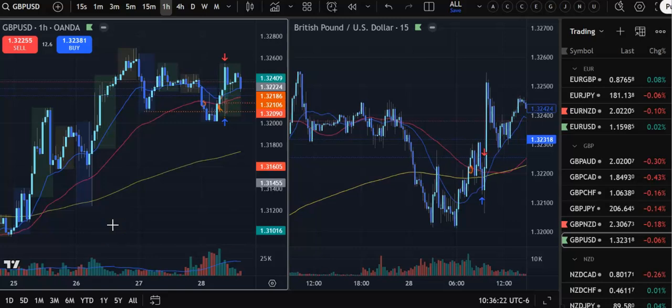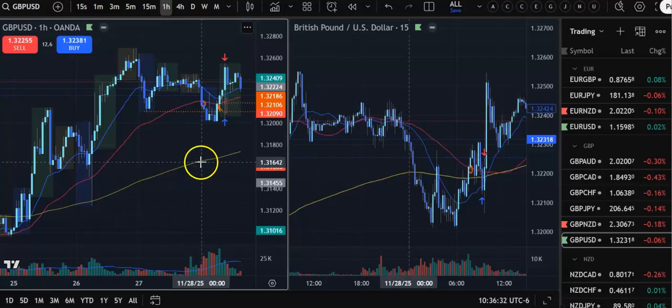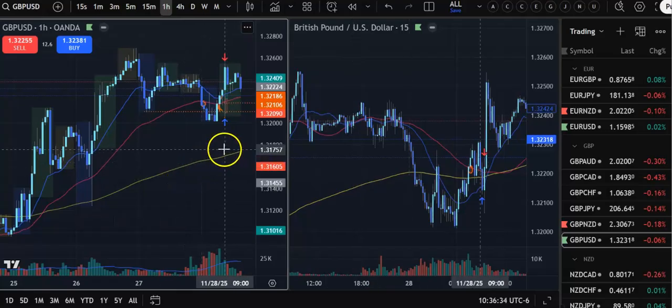All right, let's jump into PA 56 pound USD. This is Friday, or this was a Friday. Today is Saturday. So let's jump into it.